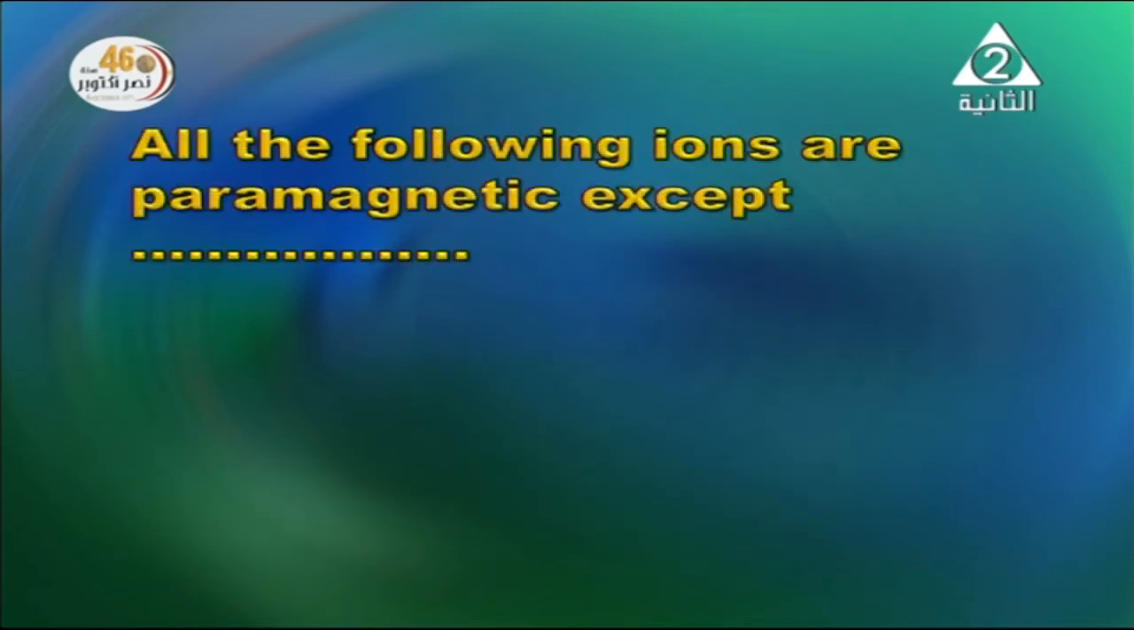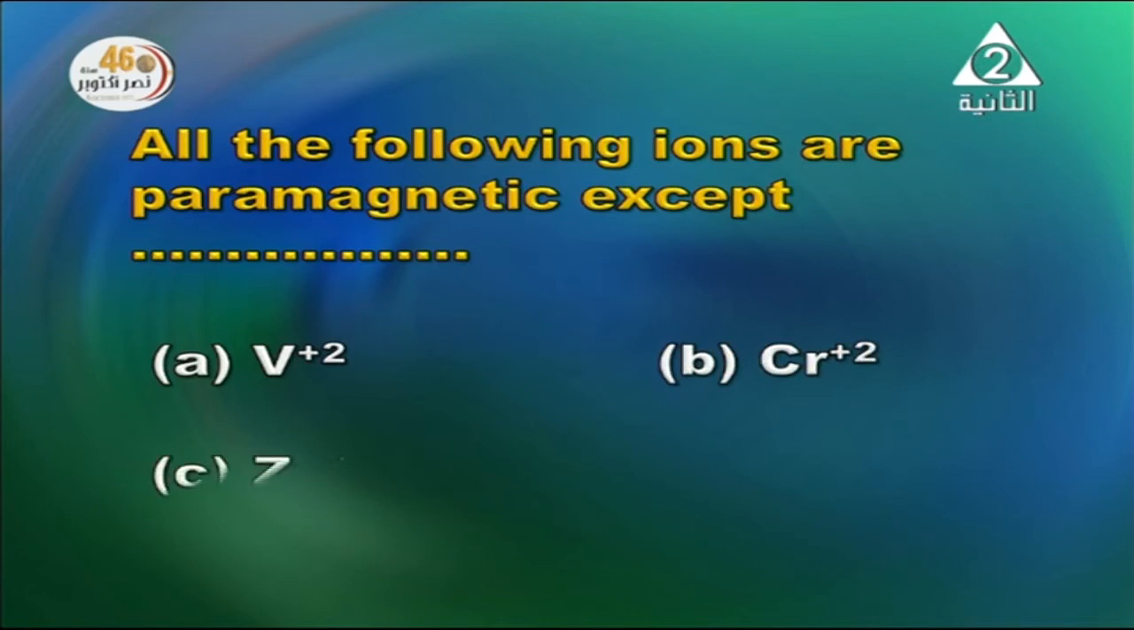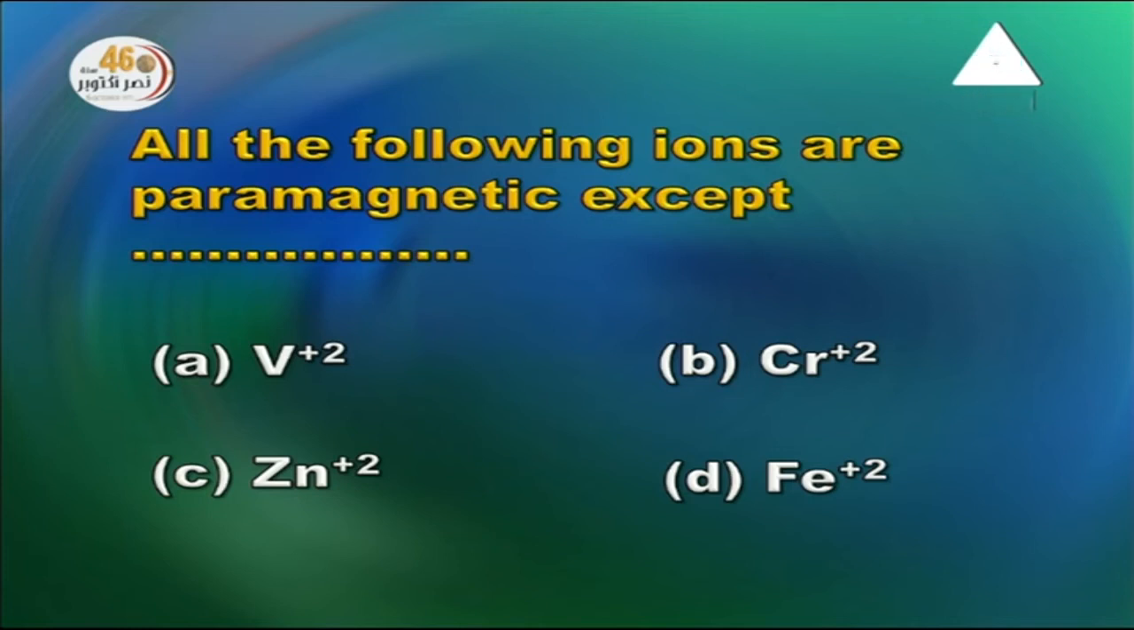Next point. All the following ions are paramagnetic except what? Vanadium 2+, chromium 2+, zinc 2+, iron 2+. If you think about it, my dear student, by writing the electronic configuration of each element and then the electronic configuration of its ion, you will find that the ones which have unpaired electrons are paramagnetic. So all of these are paramagnetic except zinc 2+, which has no unpaired electron. So it is diamagnetic.